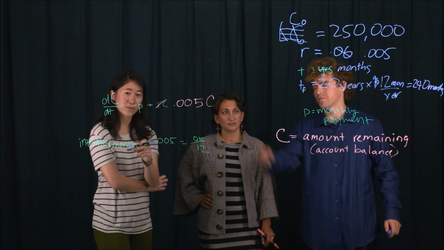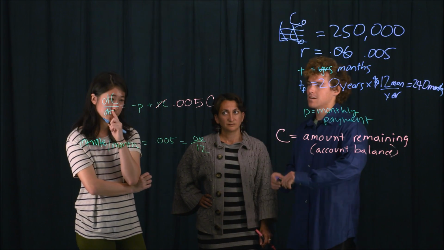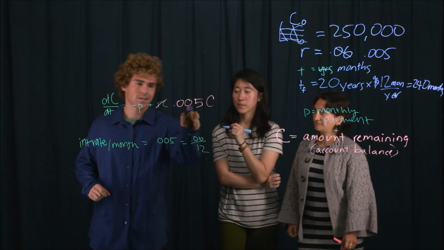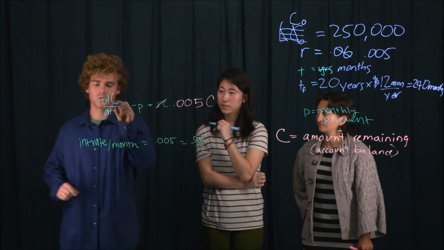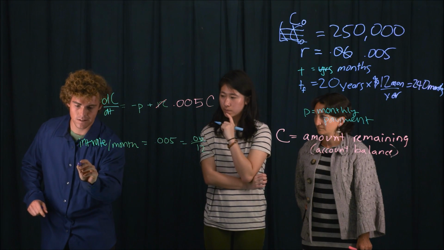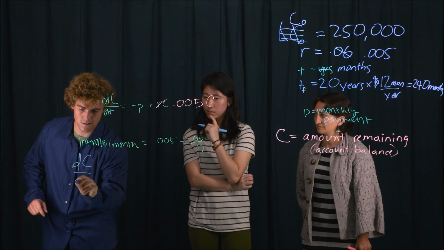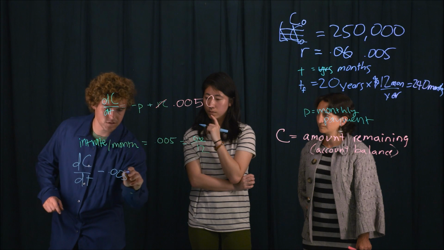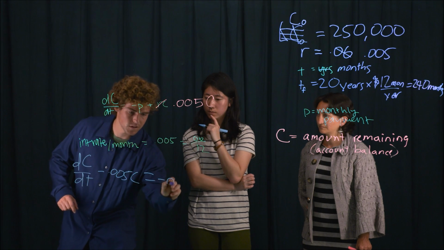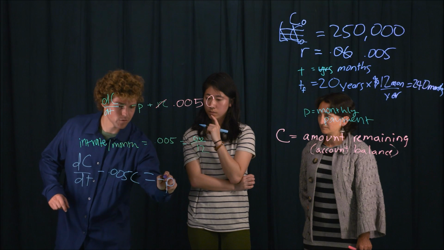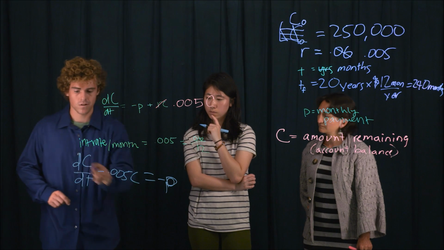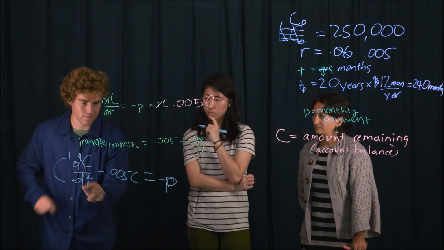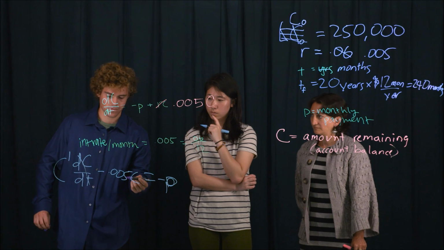How do you find it? We can find it over here. What you gotta do is, Sam, what do you think? Here's what we're gonna do. We're gonna subtract this onto this side. So we'll come down here and end up getting dC over dt minus 0.005C equals negative P. I guess that's capital here. And from here, basically, we can just call this C prime. That's one way to solve it.